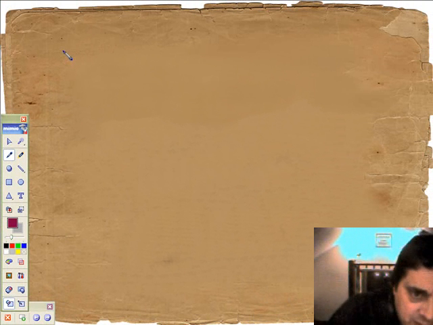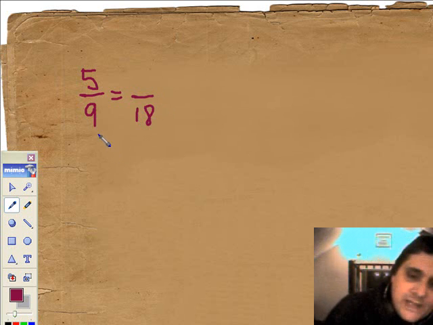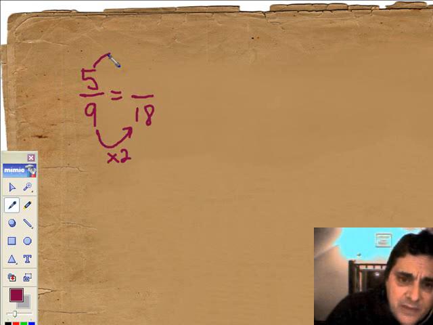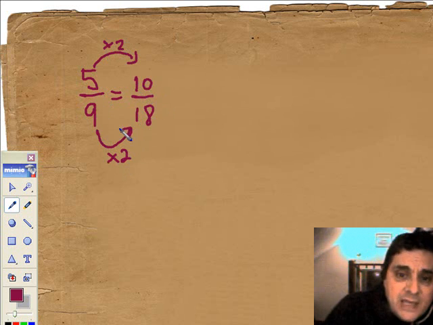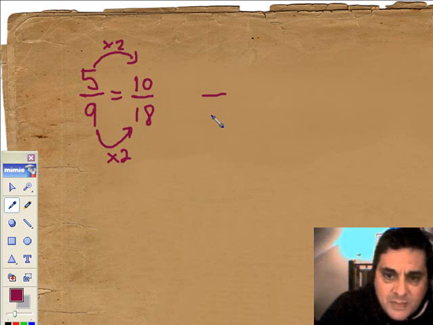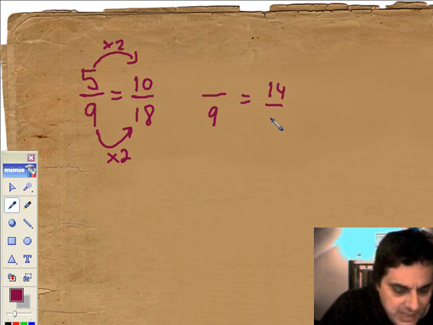So working up here now on the screen, we've got question 8 that says 5/9 is equivalent to what out of 18? Well, you can draw yourself a wall, or you can say to yourself, how do you get from 9 to 18? Answer, multiply by 2. Therefore, to keep the proportion the same, you multiply the 5 by 2 and get 10/18.